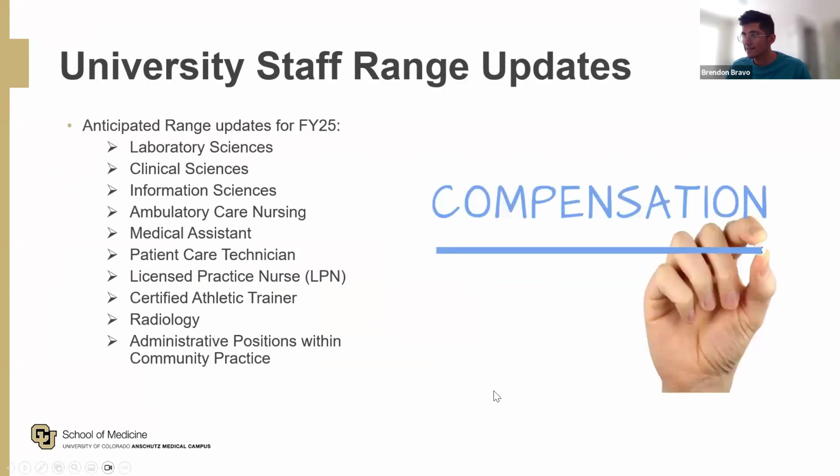Let's see. So our next slide. These are just some updates that will be coming. We are anticipating range updates for the following groups: our lab sciences, clinical sciences, information sciences, ambulatory care nursing, MAs, patient care techs, LPNs, and certified athletic trainers. So this whole group, we are anticipating that their ranges will be updated for fiscal year 25.